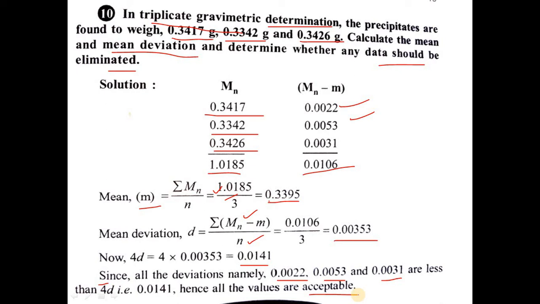So this is about the examples regarding introduction to analytical chemistry, and here we have completed unit number first, introduction to analytical chemistry.